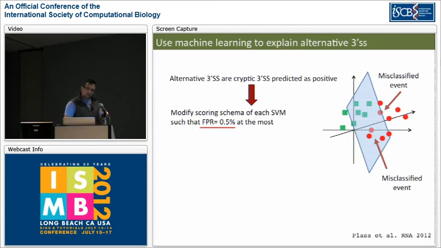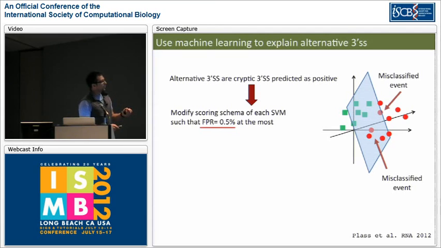But let's say we try to use it to predict alternative 3' splice sites. What do we have to do? Basically, the alternative ones would be those which look very much like the annotated ones, but are false in general because they're not annotated in the database. So these are our false positives in our set. If we take the false positives from our prediction, those are candidates for alternative sites.